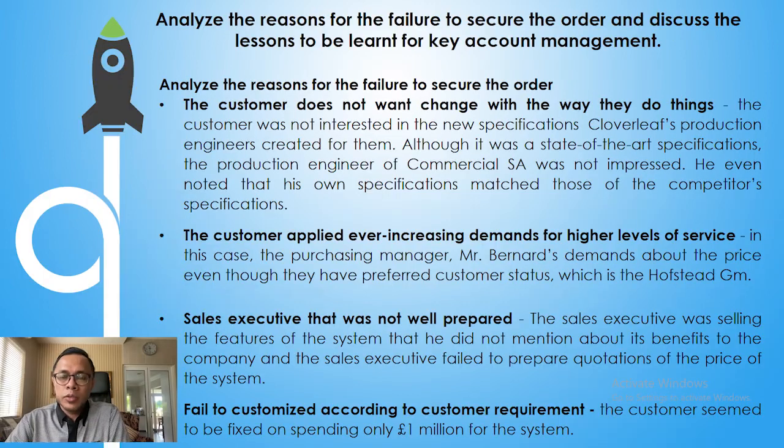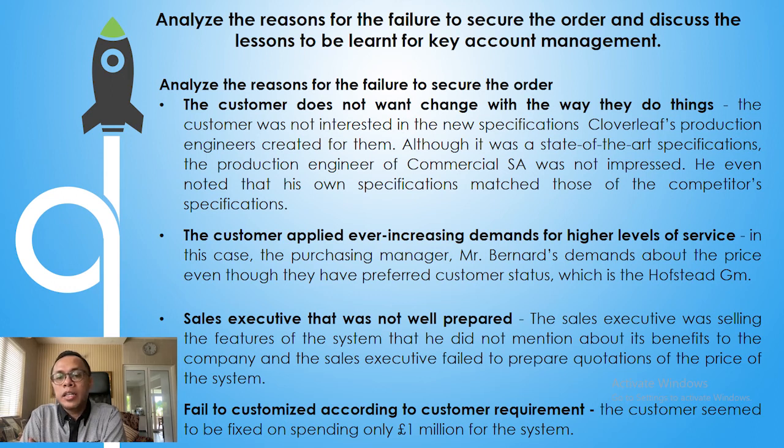For the discussion question, we have to analyze the failure to secure the order and also discuss the lessons to be learned for key account management. Okay, the reasons of failure to secure the order, we have identified 4 points. The first one, the customer does not want to change the way they do things. Although Cloverleaf offered them the state-of-the-art technology, they still prefer the competitors' specification.